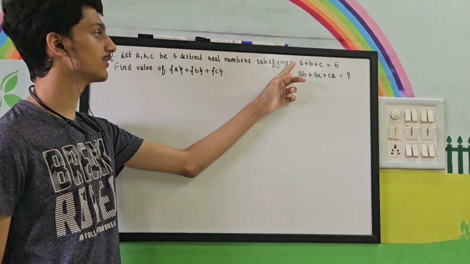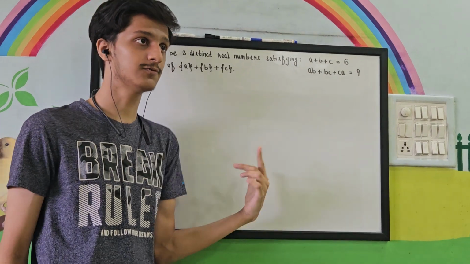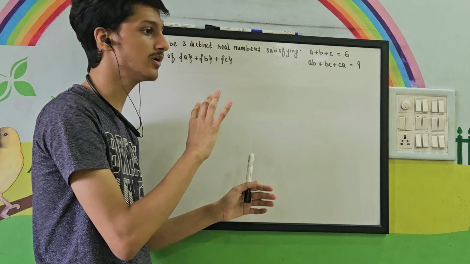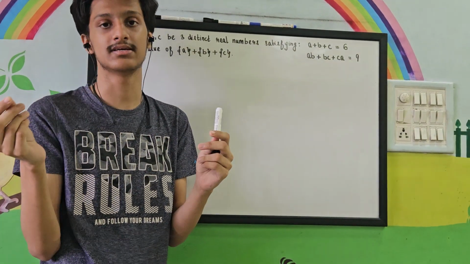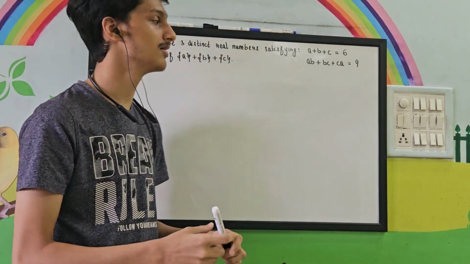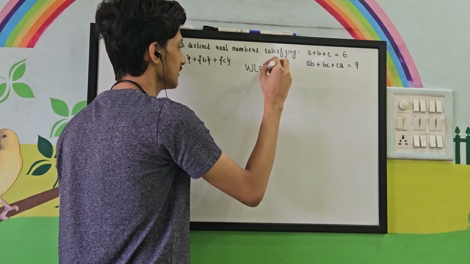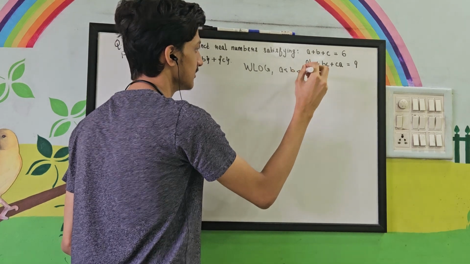Well, a thing to note here is that these two sums over here are cyclic and symmetric. So because they are cyclic and symmetric, no matter what order A, B, and C are in, whether it is A lesser than B lesser than C, or B lesser than C lesser than A, the same analysis will apply. So that's why my first step is, without any loss of generality, I will assume that A is lesser than B, which is lesser than C.